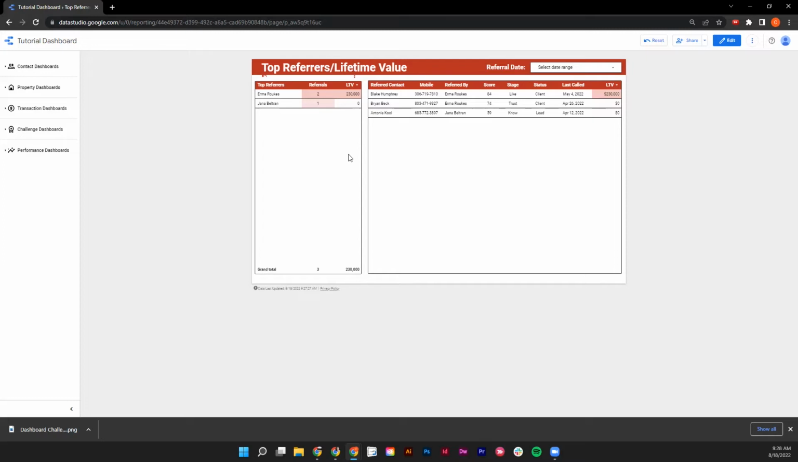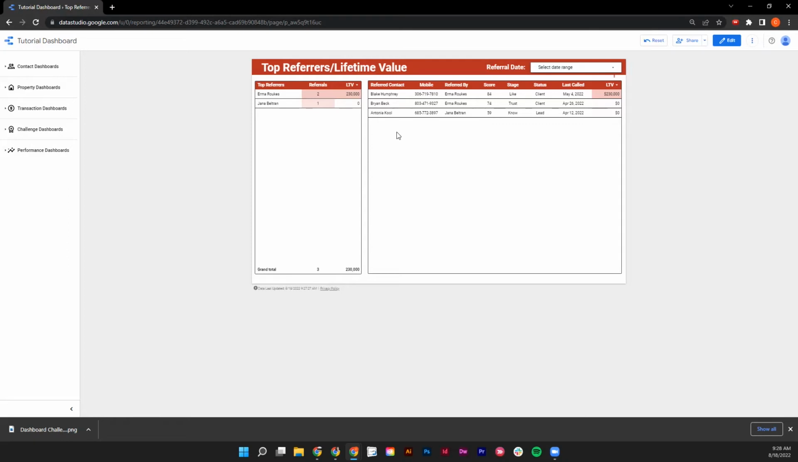On the right-hand side, you're going to see a list of all of those referred contacts that any of them has given you, so that you have a better understanding of which of those leads are being referred by whom, so that you can really capitalize on this opportunity to reference the person who referred them.